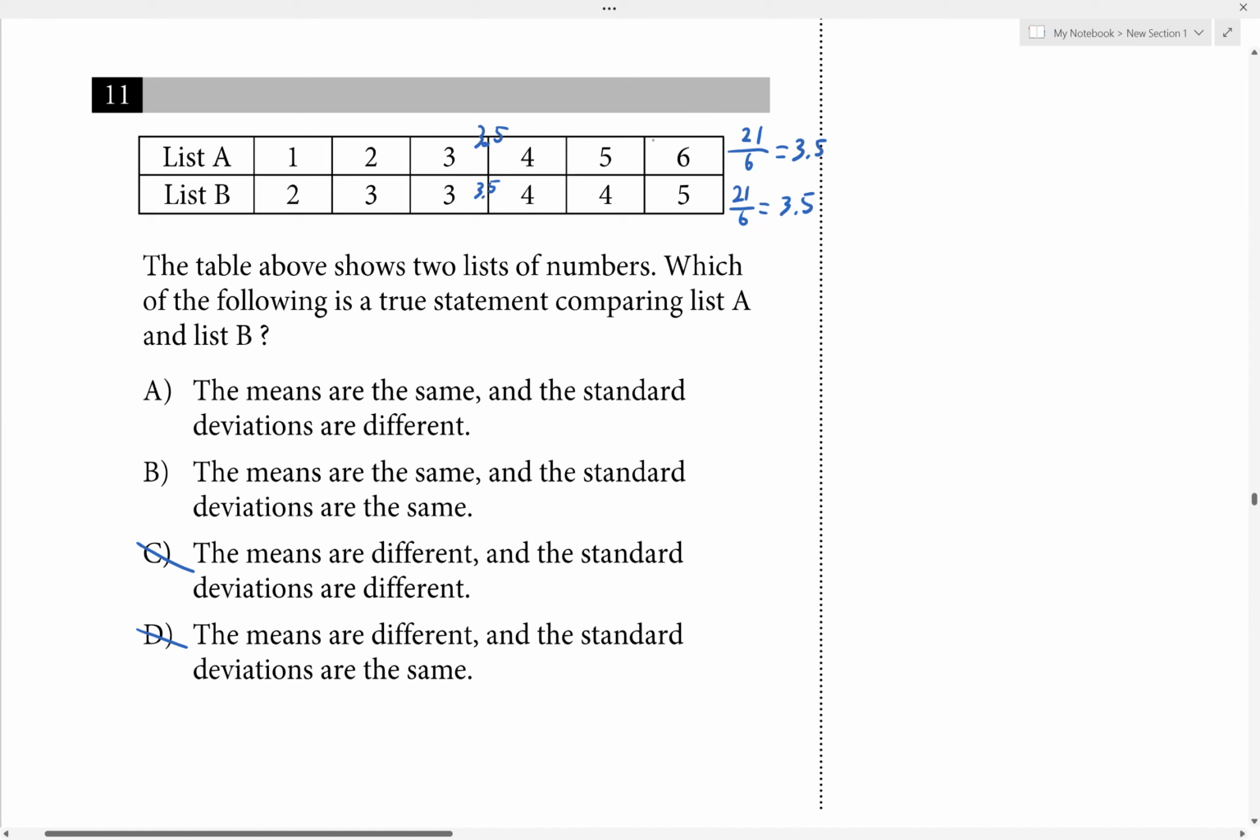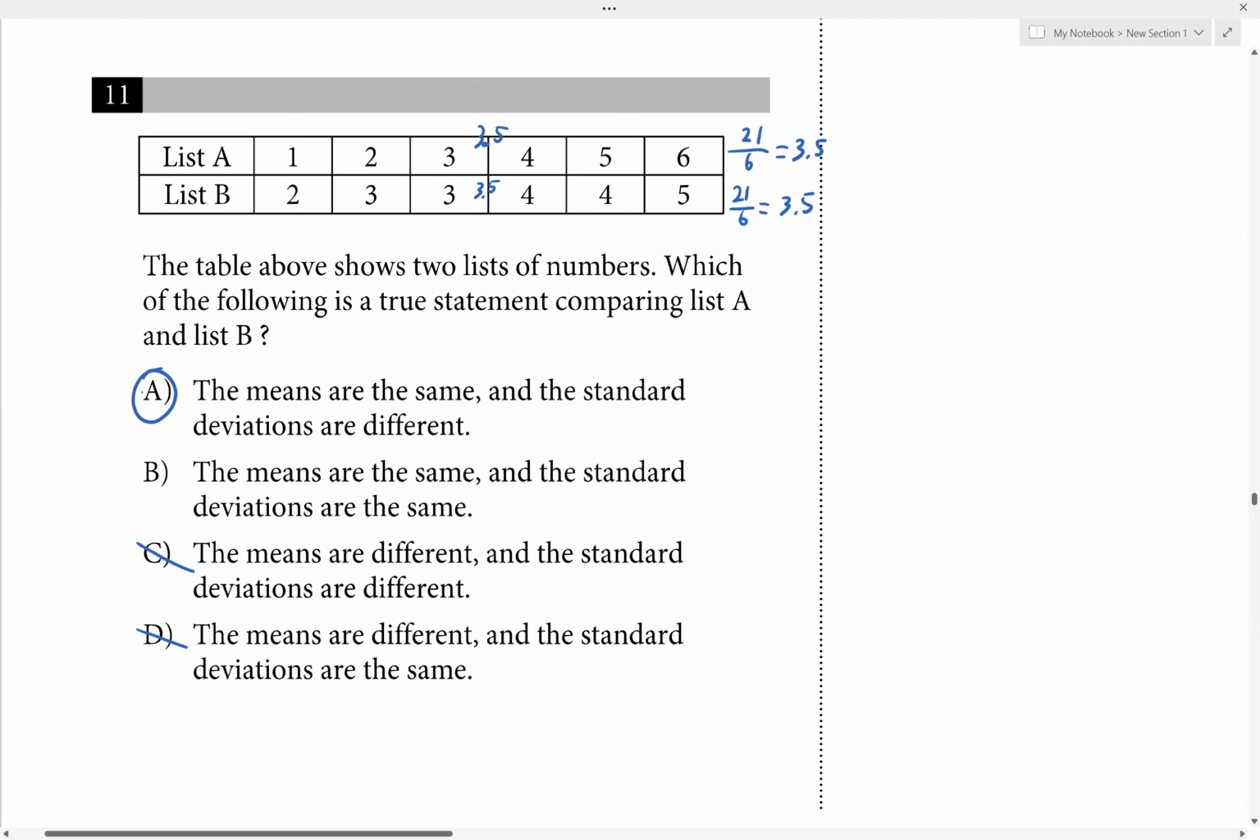Okay, you can also think of it like this. Standard deviation is a measure of spread, how spread out the numbers are. In list A, you see we go from 1 to 6, so it's a little bit more spread out compared to list B. So list A should have a bigger standard deviation. For this question, it doesn't matter which one has a bigger or smaller one. All we want to say is that the standard deviation here has to be different. So it should be letter A for question 11.